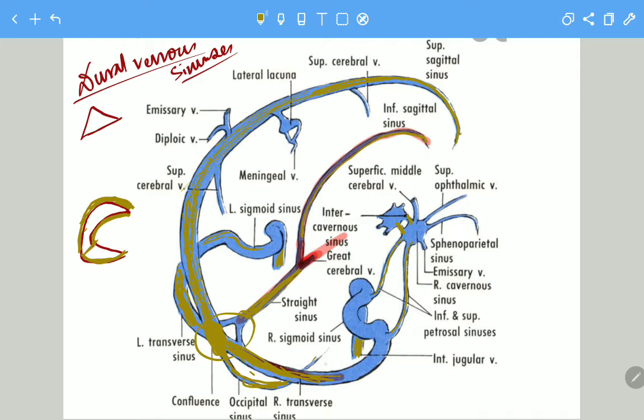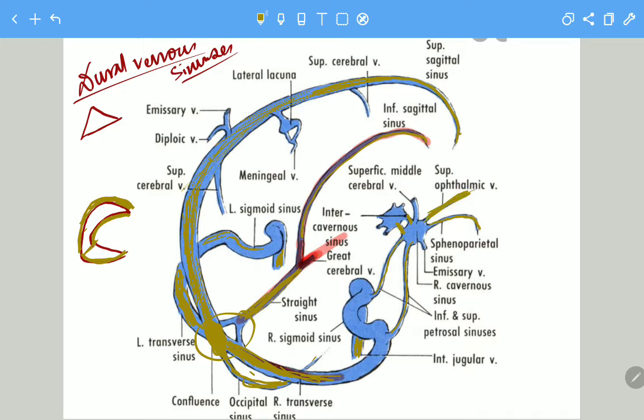It lies lateral to the body of the sphenoid bone. It receives blood from the superficial middle cerebral vein and also drains into the internal jugular vein via the inferior petrosal sinus and into the transverse sinus through the superior petrosal sinus. The cavernous sinus also receives blood from the sphenoparietal sinus here and the superior and inferior ophthalmic veins.